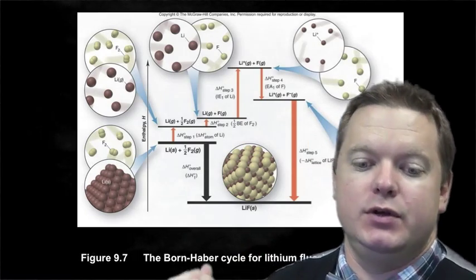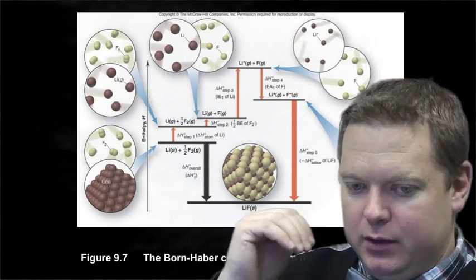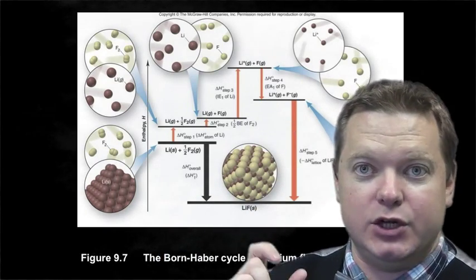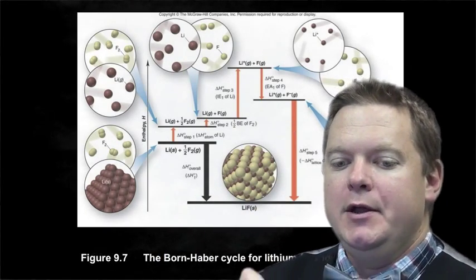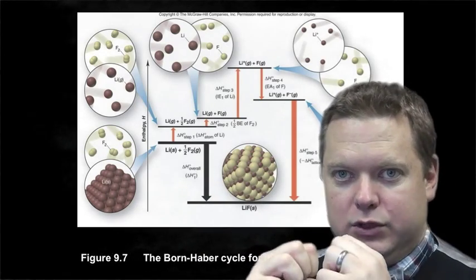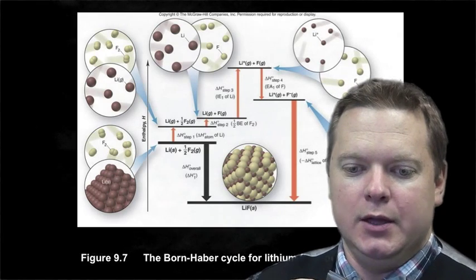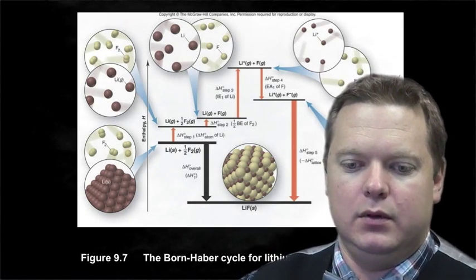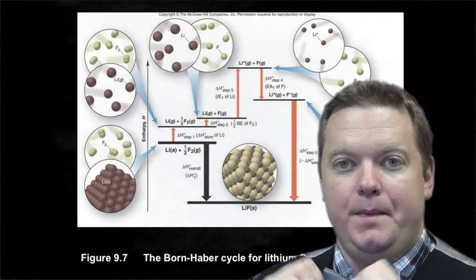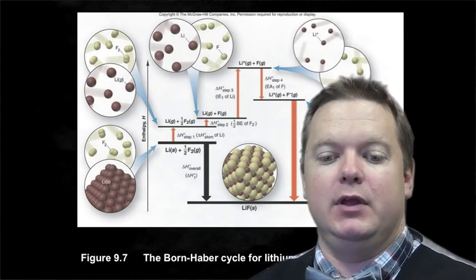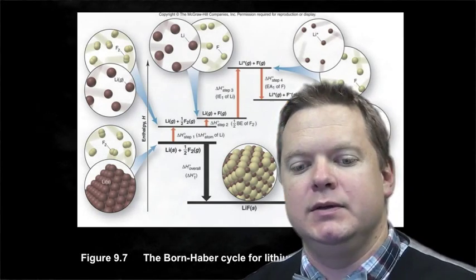So the first thing we have to do, as you can see, is you're going to take the lithium and make it a gas. So that is the heat of vaporization, delta H of vaporization. Then you're going to break apart that fluorine molecule. So you're going to break apart the F2, which is the bond energy between the 2 fluorines. You can see that's a fairly small energy in comparison.